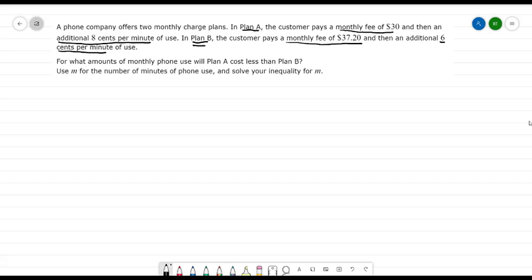So again, notice that this is in dollar format and this is 6 cents, so they don't match. So you always have to make sure you match them up when you translate it into an expression. So they should both be dollar format.